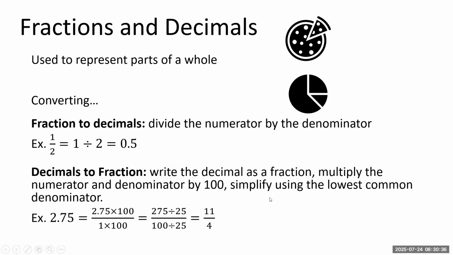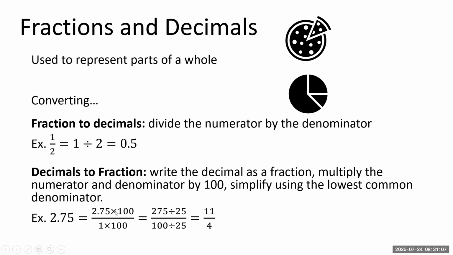And then we have decimals to fractions. You probably will do this a little bit less than going from fractions to decimals, so don't fret too much if this concept is kind of hard to understand. But basically, if you want to go from a decimal to a fraction, you first write the decimal as a fraction and multiply both the top and the bottom of that fraction by 100. And then you simplify using the lowest common denominator between those two numbers.